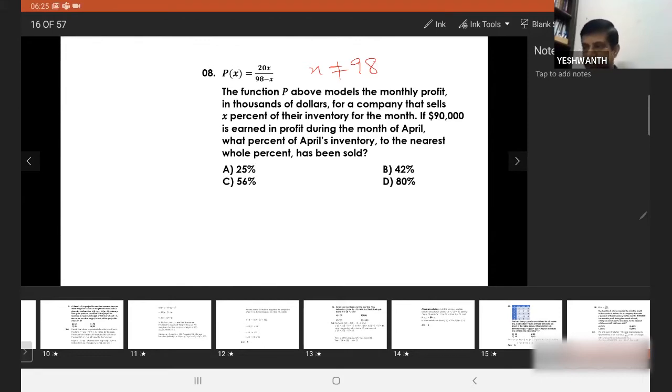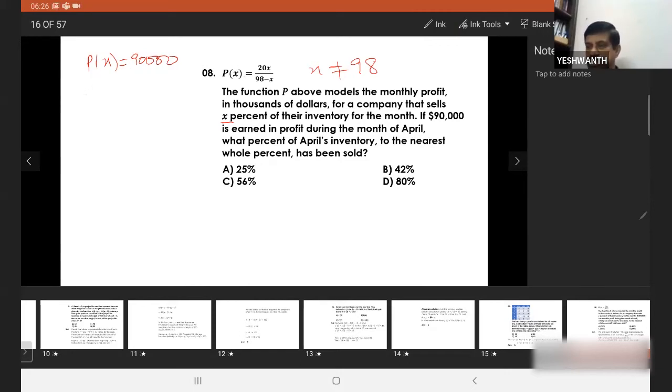The function p above models the monthly profit in thousands of dollars for a company that sells X% of their inventory for the month. If $90,000 is earned, means P of X equal to 90,000, in profit during the month of April, what percentage of April's inventory to the nearest whole percent has been sold? So means you should find out X when P of X is 90,000.